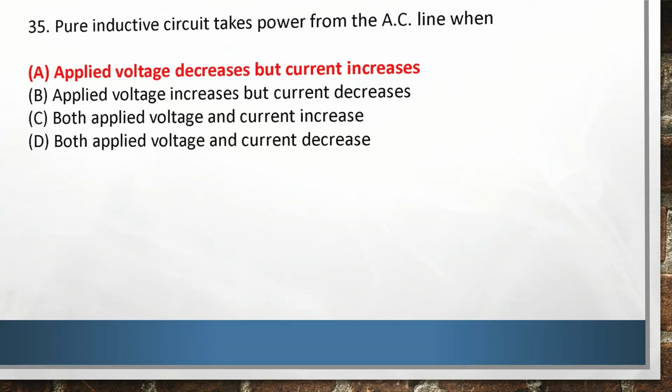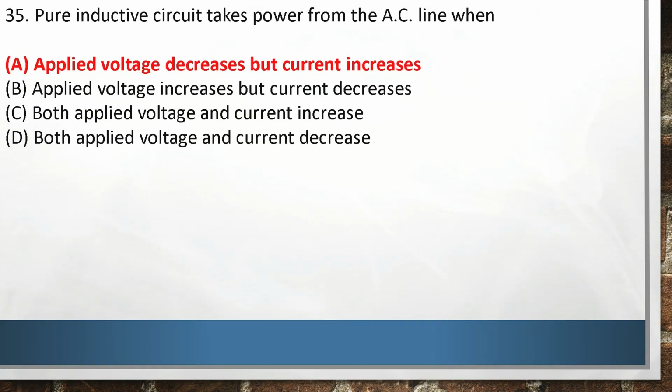Moving toward the last, 35. A pure inductive circuit takes power from the AC line when: A, applied voltage decreases but current increases; B, applied voltage increases but current decreases; C, both applied voltage and current increase; D, both applied voltage and current decrease. And the answer is A, applied voltage decreases but current increases.